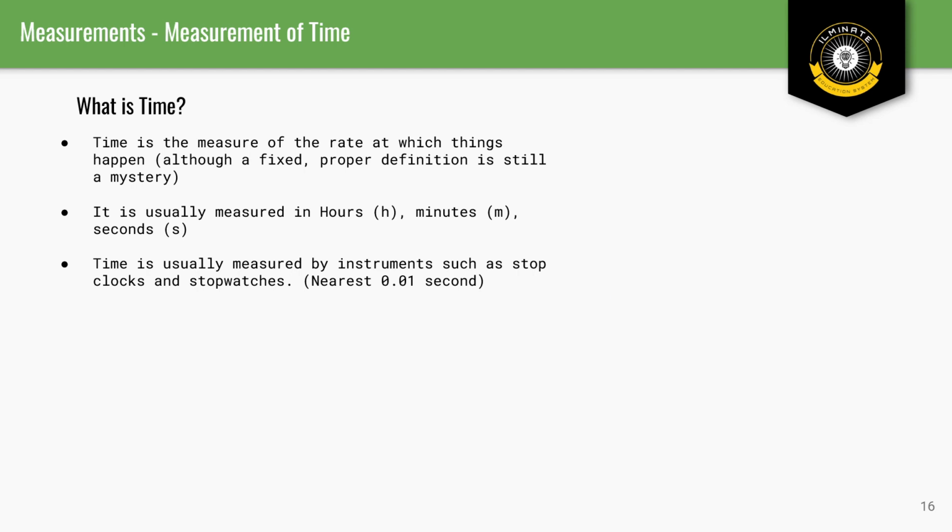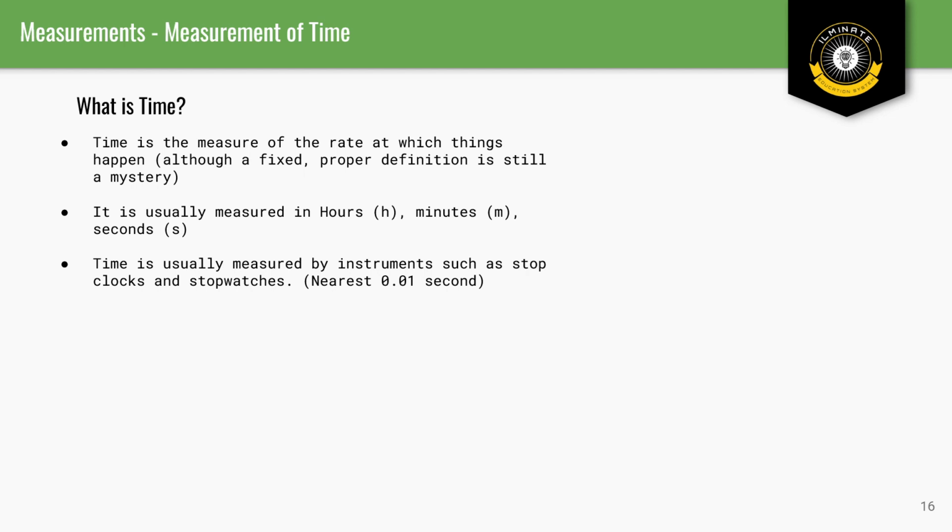But hours, minutes, and seconds, these are basically the most average versions of the measurement, and that's what we're going to be looking at in the past papers as well, and the mode at which we'll be working. And this duration of time can only be measured by stop clocks and stopwatches, and they're nearest to 0.01 seconds as written in here.